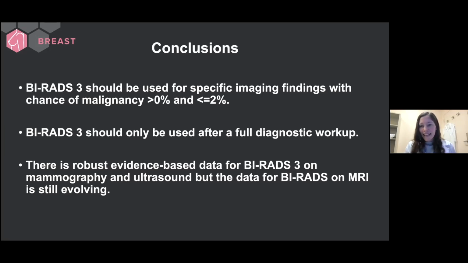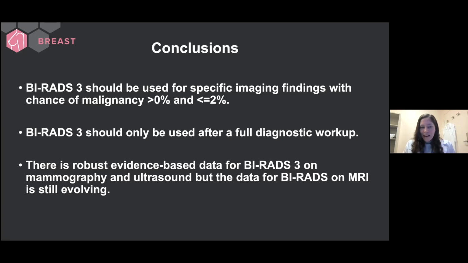I want to emphasize a few points before we finish. First, we only want to be using BI-RADS 3 for specific imaging findings that have evidence that there's a chance of malignancy greater than 0%, but less than or equal to 2%. This is not an intermediate category that we should be using when we're just unsure what to do. It should be for very specific imaging findings. We only want to use BI-RADS 3 after we've done a full diagnostic workup, so we never give BI-RADS 3 directly from a screening exam.